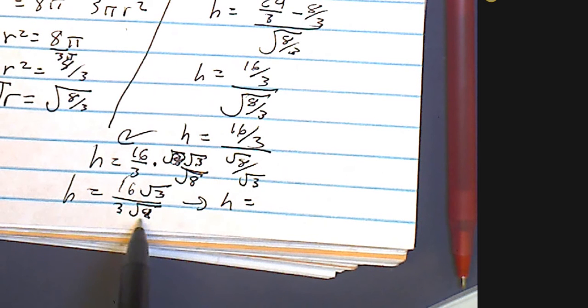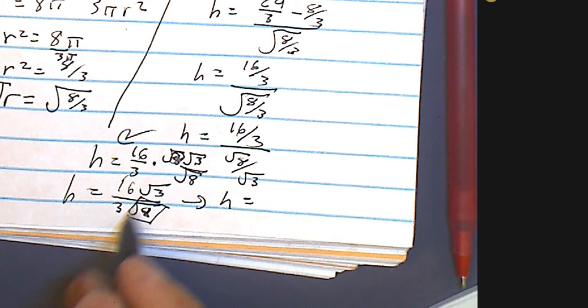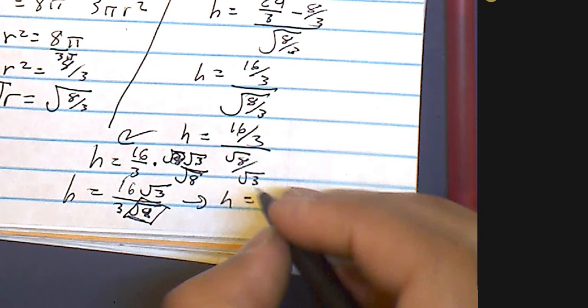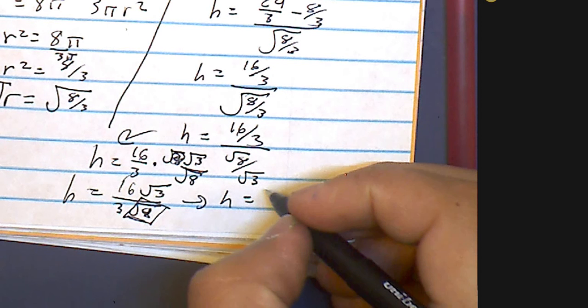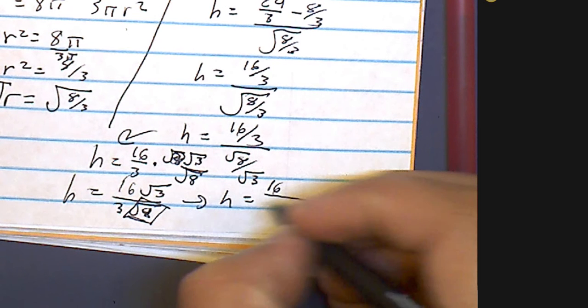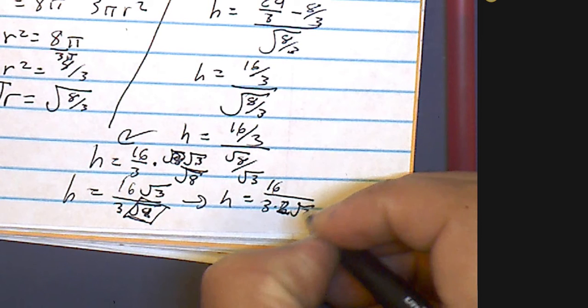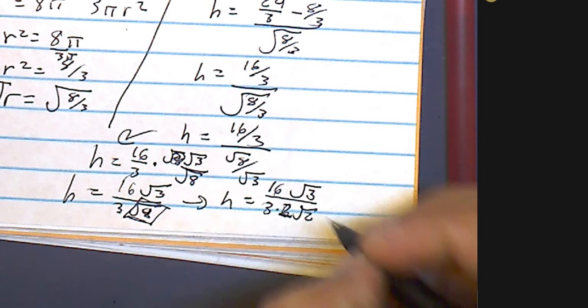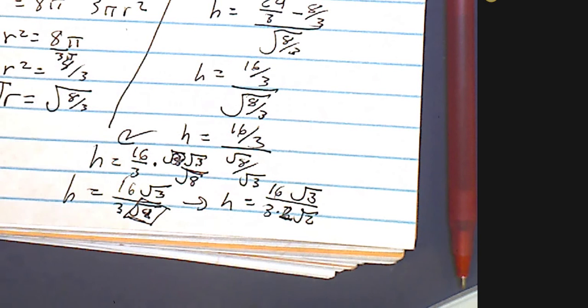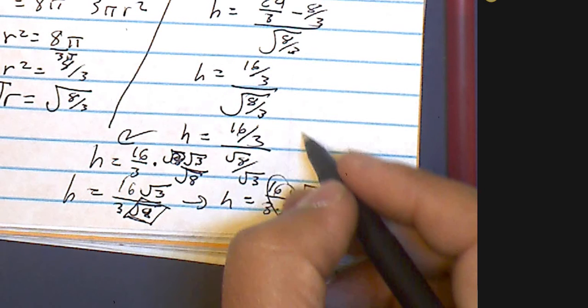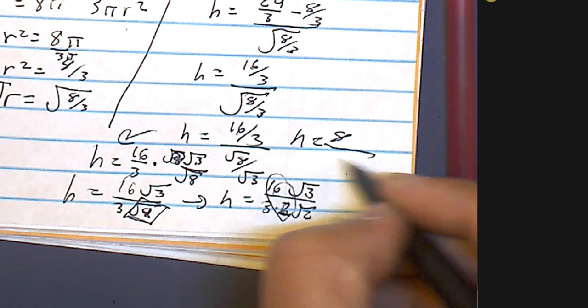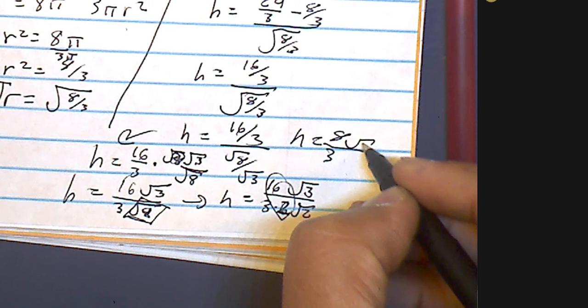No, you can't do that, that doesn't work. What happened to this guy right here? 8. Yeah, 2 square root of 2, so it's 16 over 3 times 2 square root of 2. Square root of 3 on top. And you multiply 8 over 3, 8 over 3 over square root of 3 times square root of 3 over square root of 2.